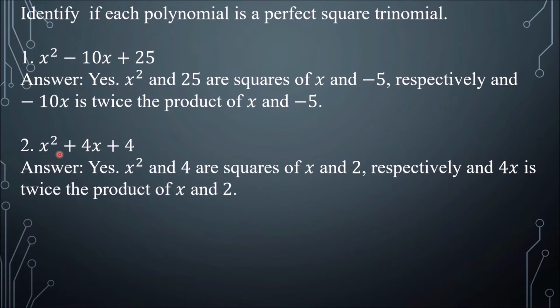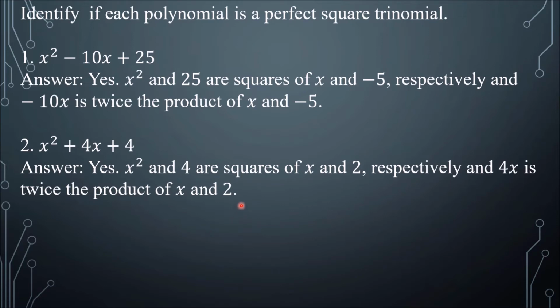Next, we have x squared plus 4x plus 4. So this is a perfect square trinomial. The answer is yes. Because x squared and 4, the first and the last terms, are squares of x and 2. So x squared is a square of x, 4 is a square of 2, respectively. And 4x is twice the product of x and 2.